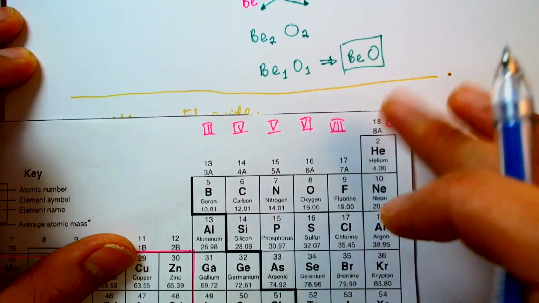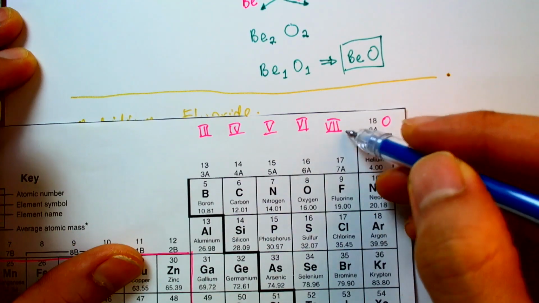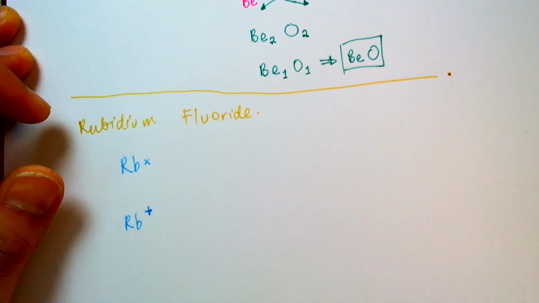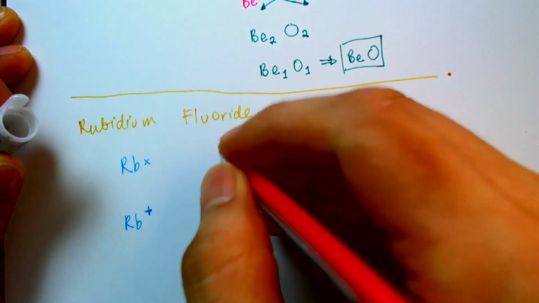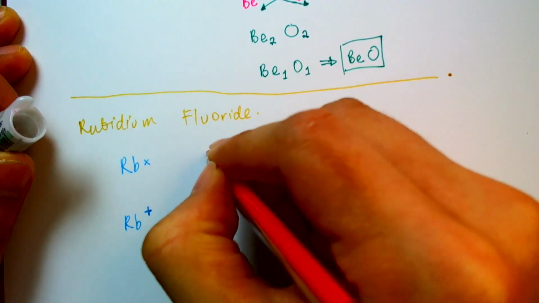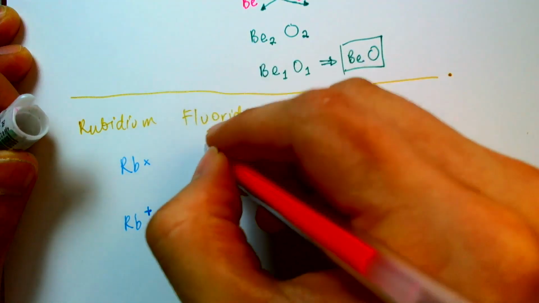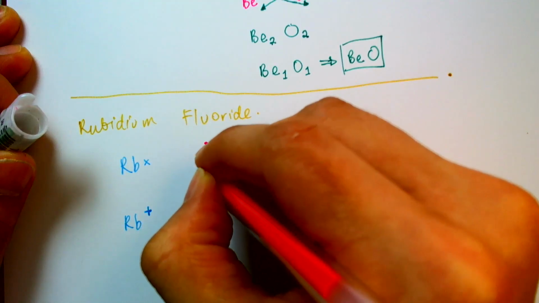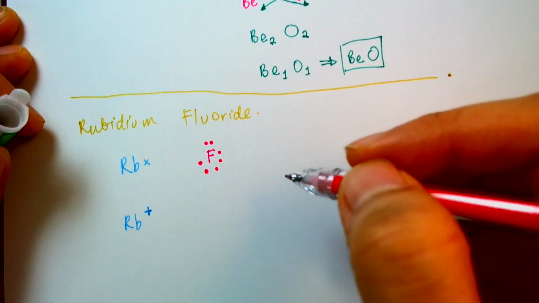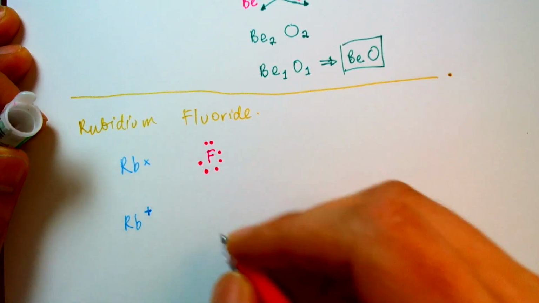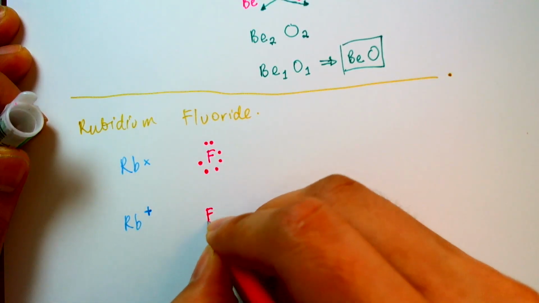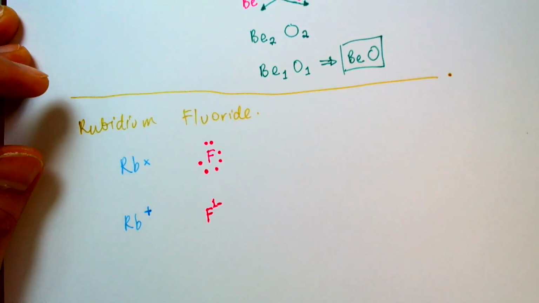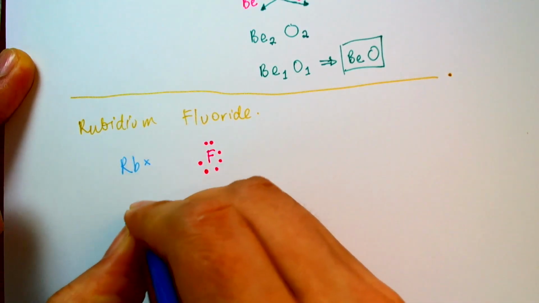Whereas fluorine is in group 7, element number 9. So fluorine has 7 electrons because it's in group 7, so it's got 7 electrons in its outer shell. To form a full shell, it needs 8 electrons, so it needs 1 more electron. So fluorine tends to want to form an F minus. Just to be explicit, I'll write that 1 there this time. 1 plus and 1 minus.